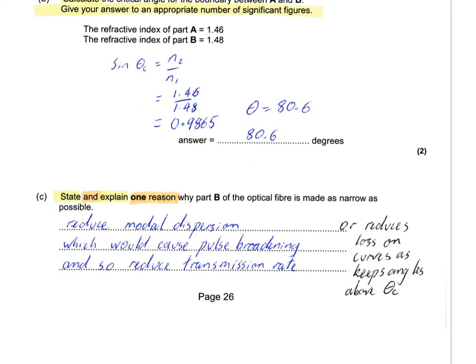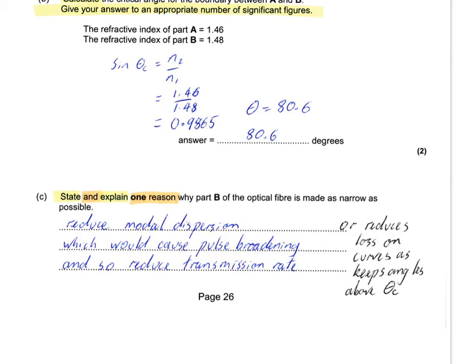State and explain one reason why part B, the core of the optical fibre, is made as narrow as possible. It's going to do 2 things for us. It's going to reduce modal dispersion, which would otherwise cause pulse broadening, which reduces our maximum transmission rate. Another way of viewing it is it reduces the loss of light on curves, as it is more likely to keep angles above θc.